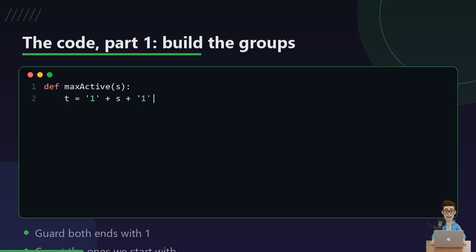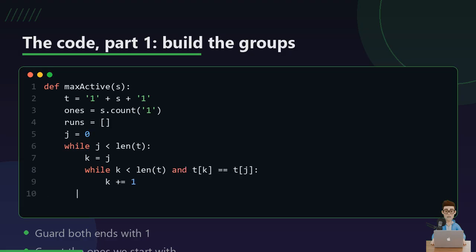Let's walk through the code slowly. First, we stick a 1 on each end, so every real group has neighbors on both sides. Then we count our starting ones and remember that number. The loop then walks through the string 1 time from left to right. Each time, it slides forward as long as the digit stays the same, which neatly cuts out one group. We save each group as 2 things, which digit it is and how long it is. That's all this part does.